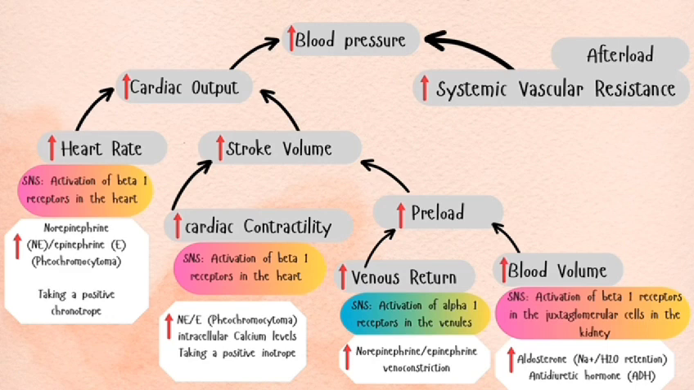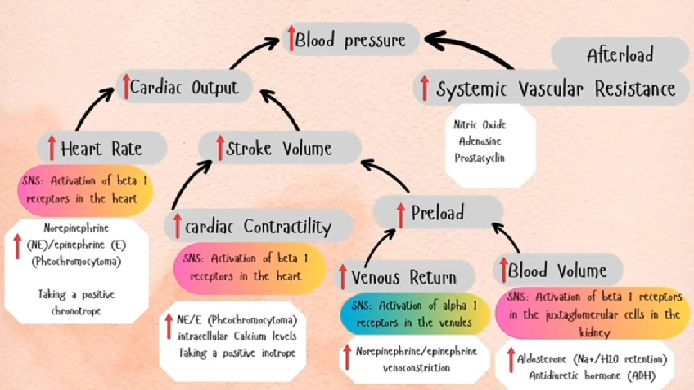The systemic vascular resistance, or SVR, is also known as afterload, which is the amount of resistance the heart must overcome to eject blood during systole. SVR is a major determinant of blood pressure and is influenced by the diameter and tone of blood vessels. Vasoconstriction increases SVR, leading to higher blood pressure, while vasodilation decreases SVR, lowering blood pressure.